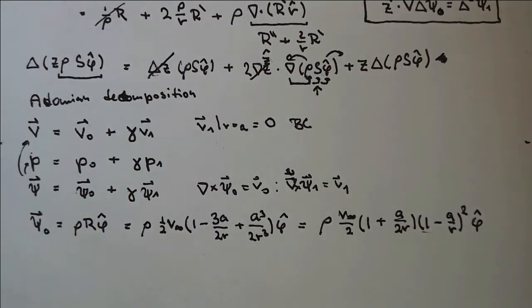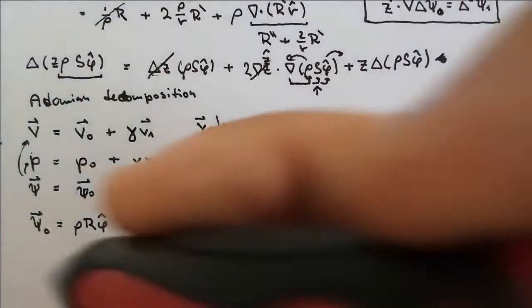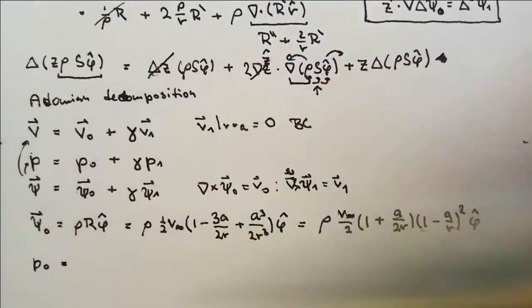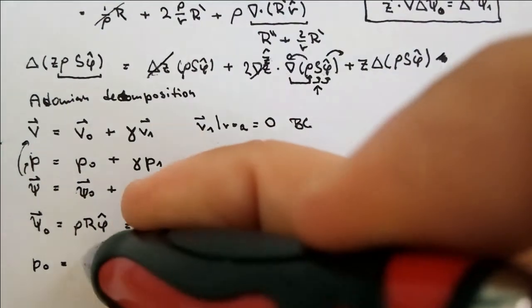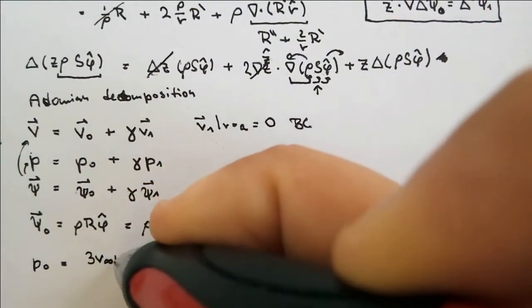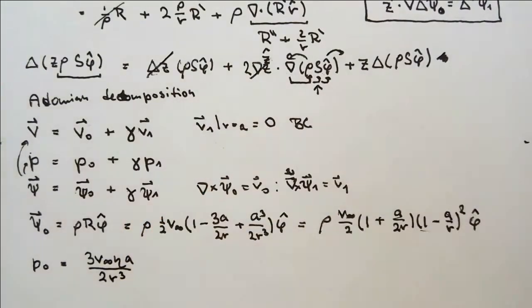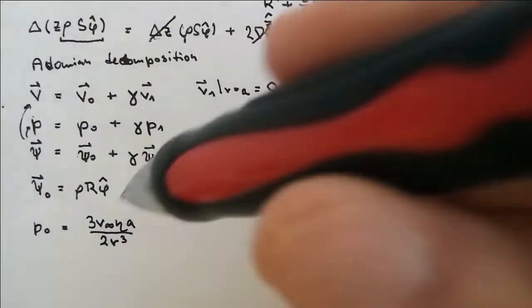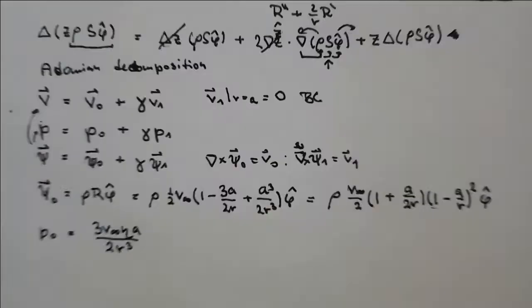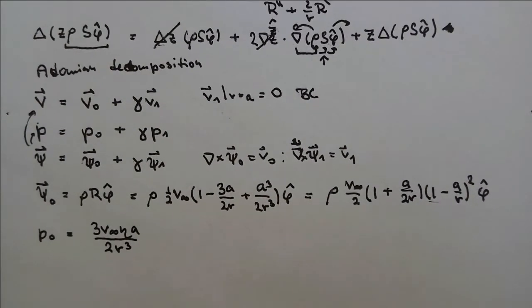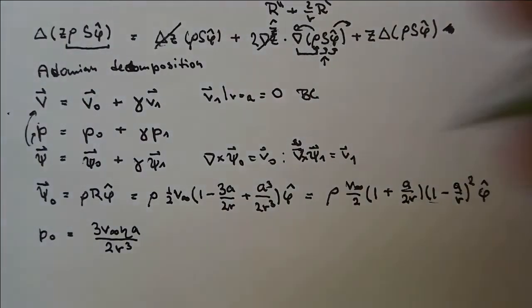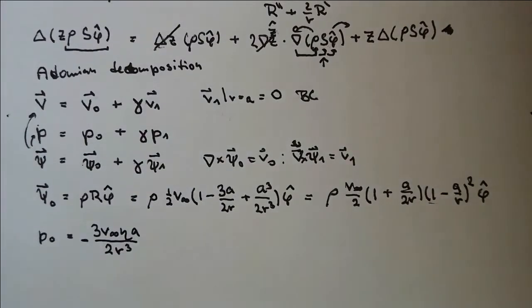For the pressure, it's much easier. The pressure term, you can remember, was 3 times v infinity times eta a over 2 times r cubed. I think it was this, but I'm not sure of that. But we will not use it. We will not use it either. So this is the equation for pressure, and there should be a minus sign. Yes, this is the equation for the pressure p0.